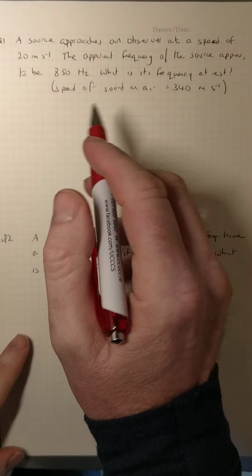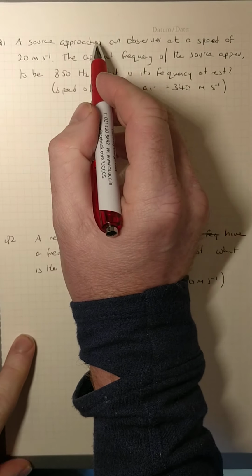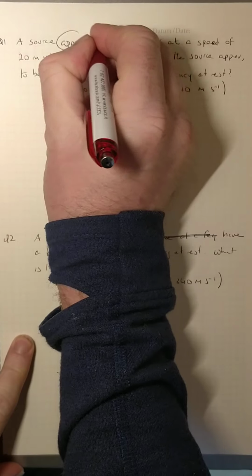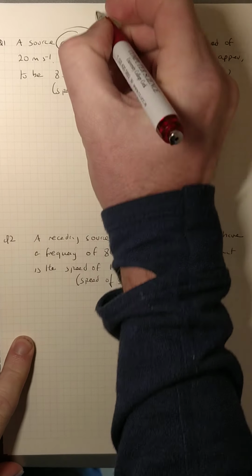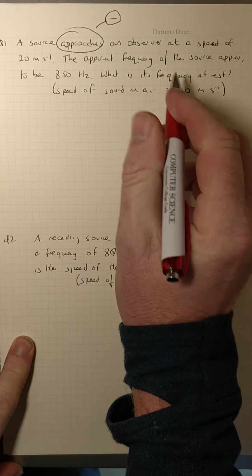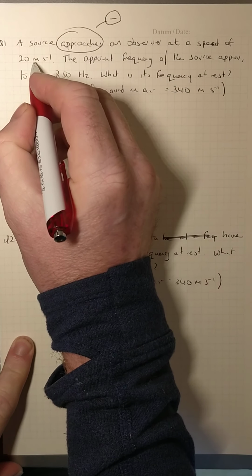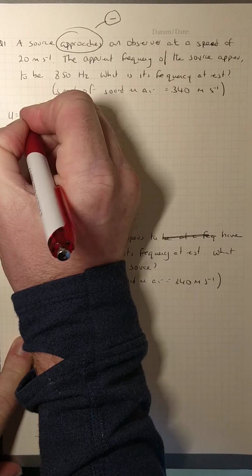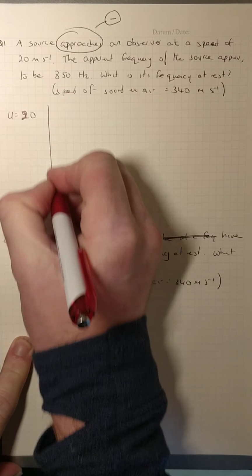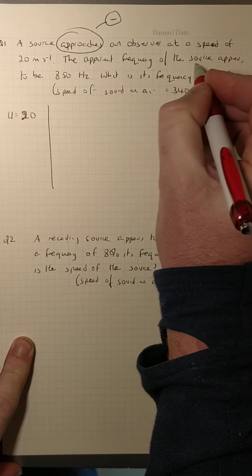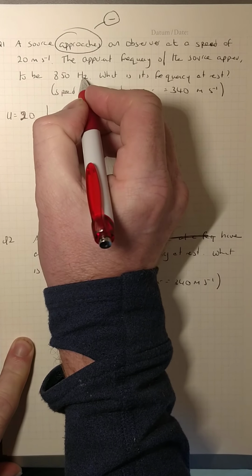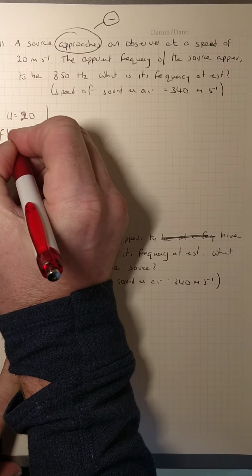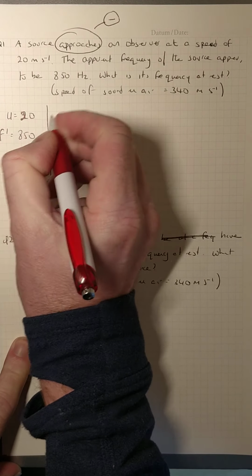Perfect calculations. So source, approach, and observer. Approach is crucial, so we use the minus version. The observer's speed is 20 meters per second. Remember, the speed is u, the speed of the source. U is 20. The apparent frequency of the source appears to be 850 hertz, so the apparent frequency, f dash, is 850 hertz.